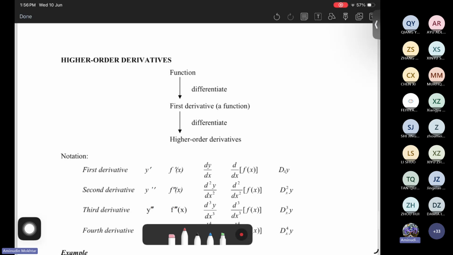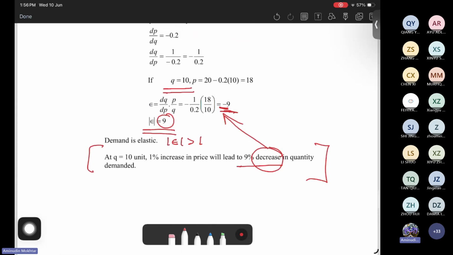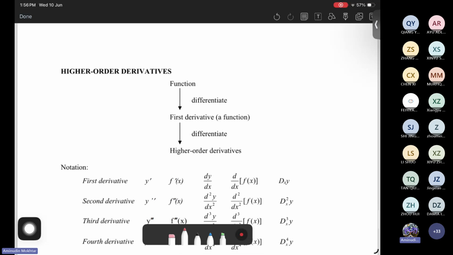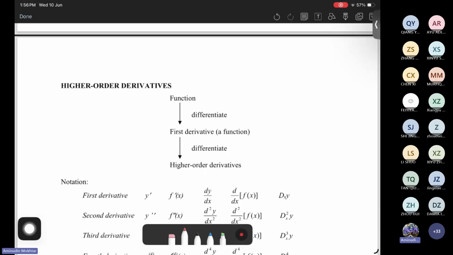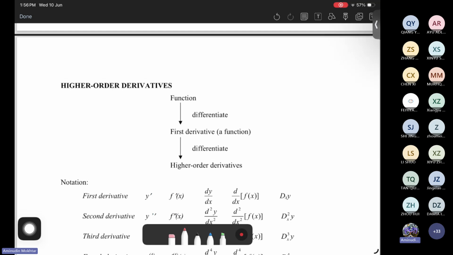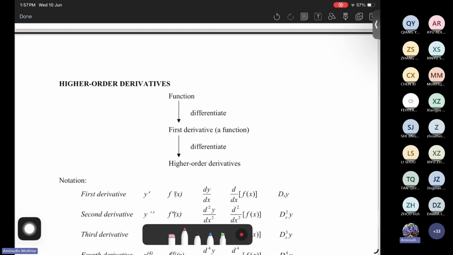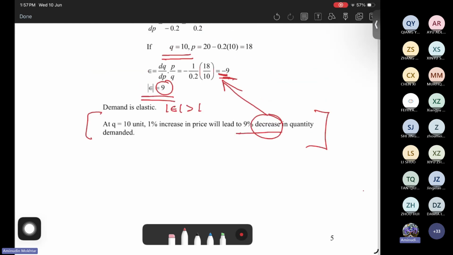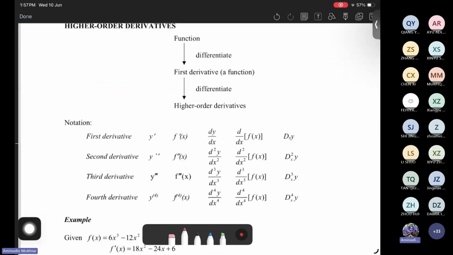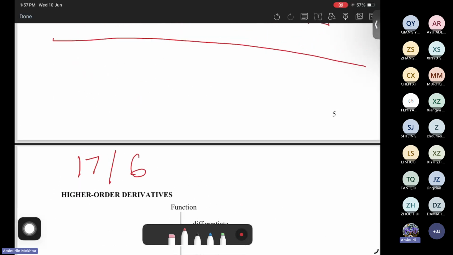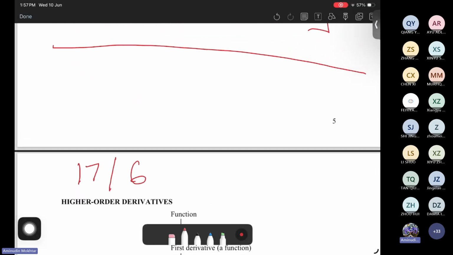Okay, that's all for today. For the next class, I will continue on this higher order derivative, and then continue to part C. Next week's class on the 70th is a public holiday, I think, but I will let you know later whether we need to replace this class. For the next lecture, I will continue on this section, page 6, part B, higher order derivative.